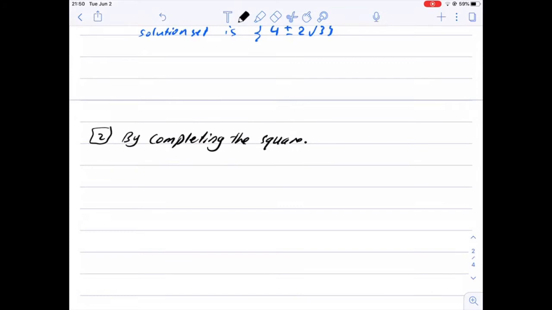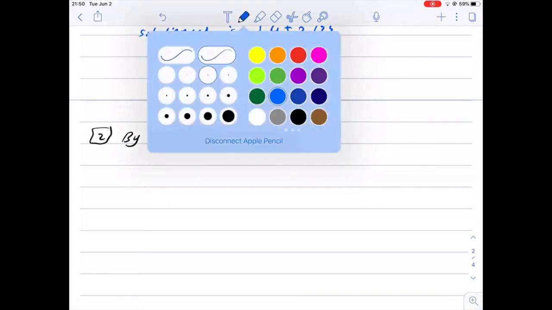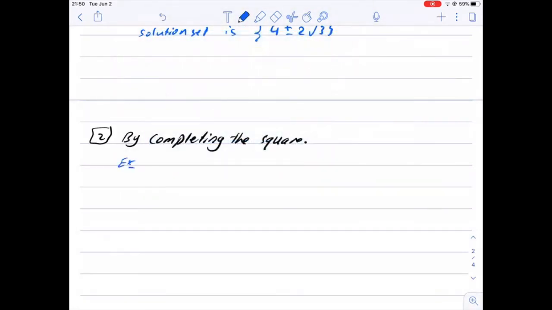We'll take an example. Instead of explaining the method first and then taking examples, I will solve an example directly so that you can understand the method from solving this example. So we want to solve x squared minus 4x minus 14 equals 0 by completing the square.